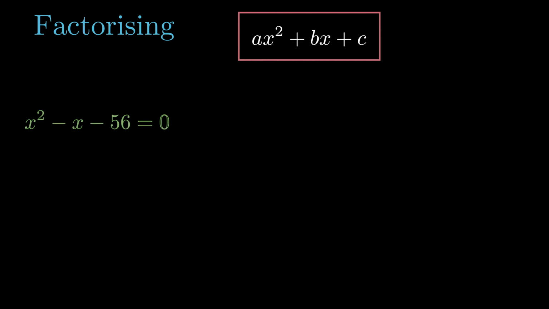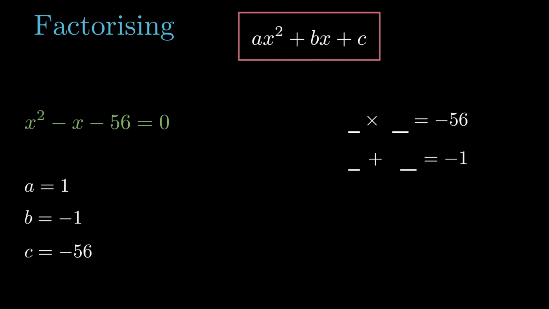This question is a bit different. So we got x squared minus x minus 56 is equal to 0. So we have a is equal to 1, b is equal to minus 1 and c is equal to minus 56. So here we must find two numbers that times to give our c, which is minus 56, and the same two numbers that add to give our b, which is minus 1. So have a go. Do some trial and error in this part of the question.